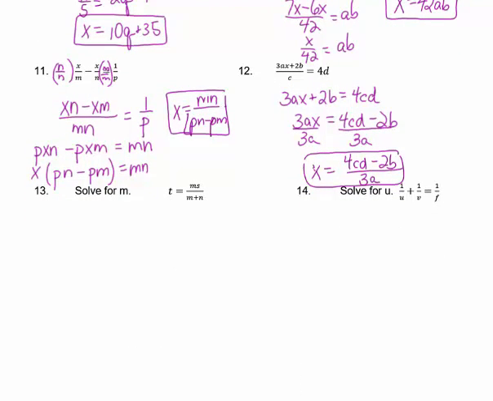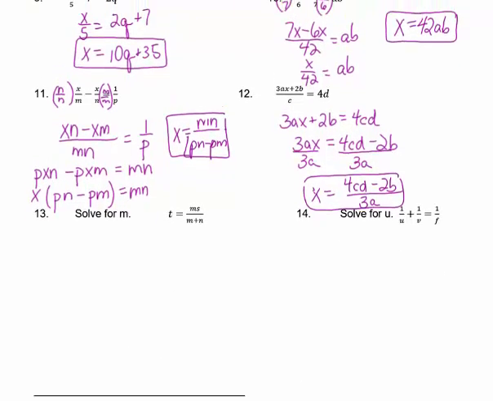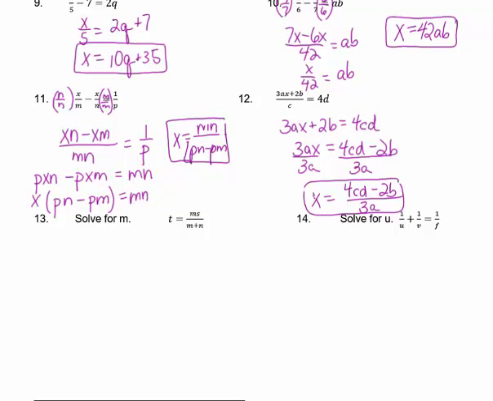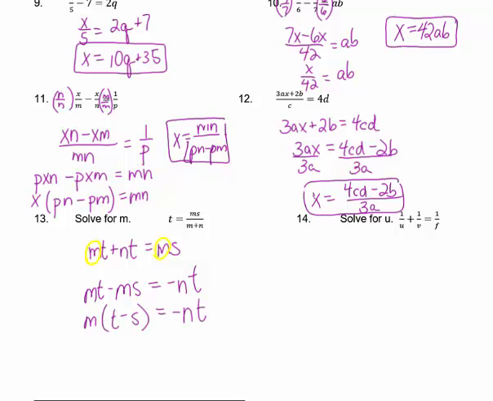13. Solve for m. So if I solve for m here, I think I'm still going to cross multiply since that is a good strategy to clear that fraction. So I get m times t plus n times t equals ms. Now again, I have that m that I want on both sides of the equation, so I'm going to have to move that over. mt minus ms, and I'll just move the nt over to the other side at the same time. Factor out my m and divide through by t minus s, giving me m equals negative nt over t minus s.